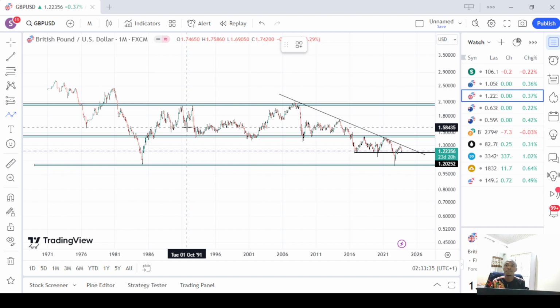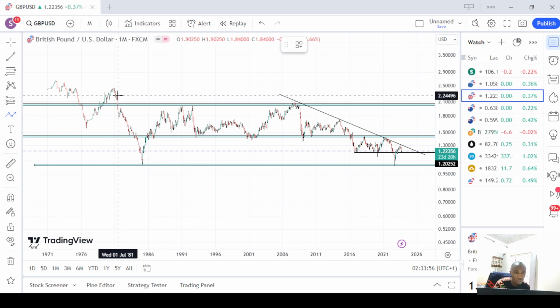So we have three market structures. We have the buy trend, the sell trend, and the consolidated trend, or consolidation, where it moves sideways, sideways trend, sideways.